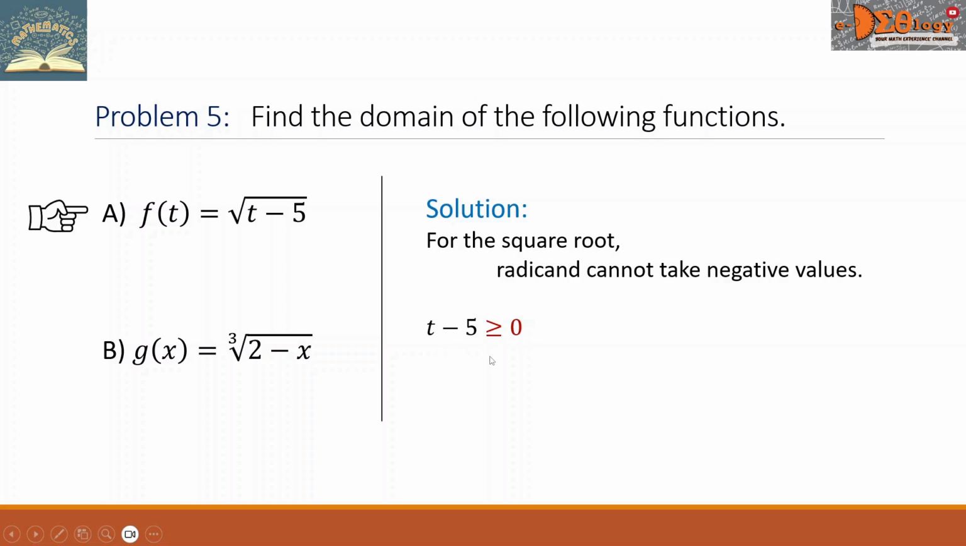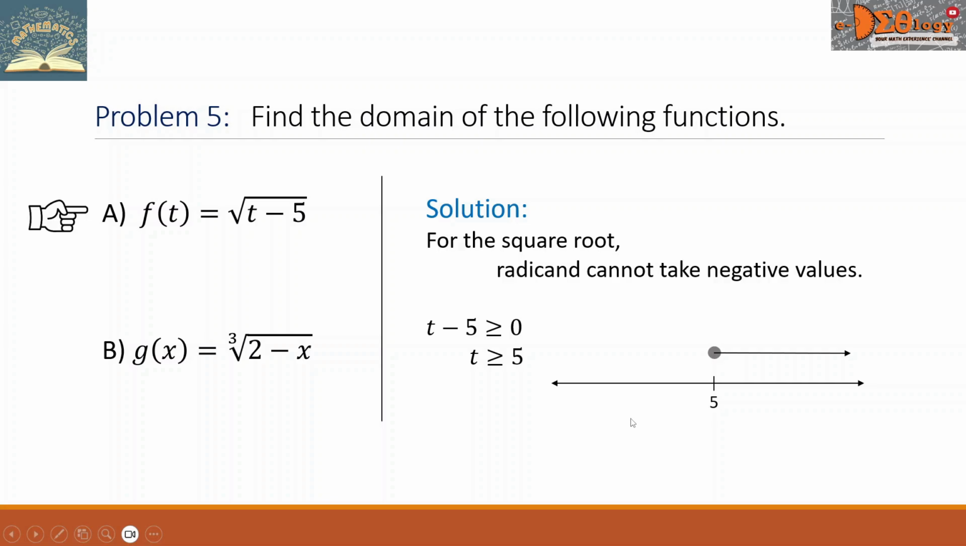The negative 5 we transpose to the right. So we have t is more than or equal to positive 5. If we put this in a number line, 5 is here. Then there is a solid dot on top of the number 5 and an arrow that points to the right. That means all numbers greater or equal to 5.